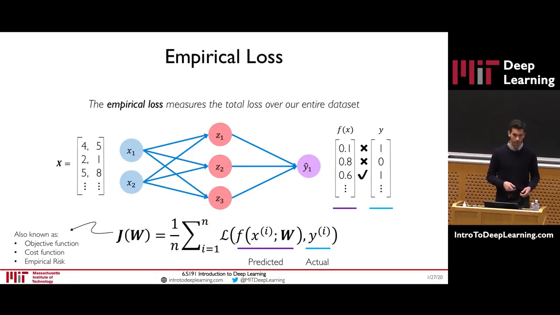Now, you can imagine if you don't have just one student, but now you have many students, the total loss, let's call it here the empirical risk or the objective function, it has many different names, it's just the average of all of those individual losses. So the individual loss is a loss that takes as input your prediction and your actual. That's telling you how wrong that single example is. And then the total loss is just the average of all of those individual student losses.